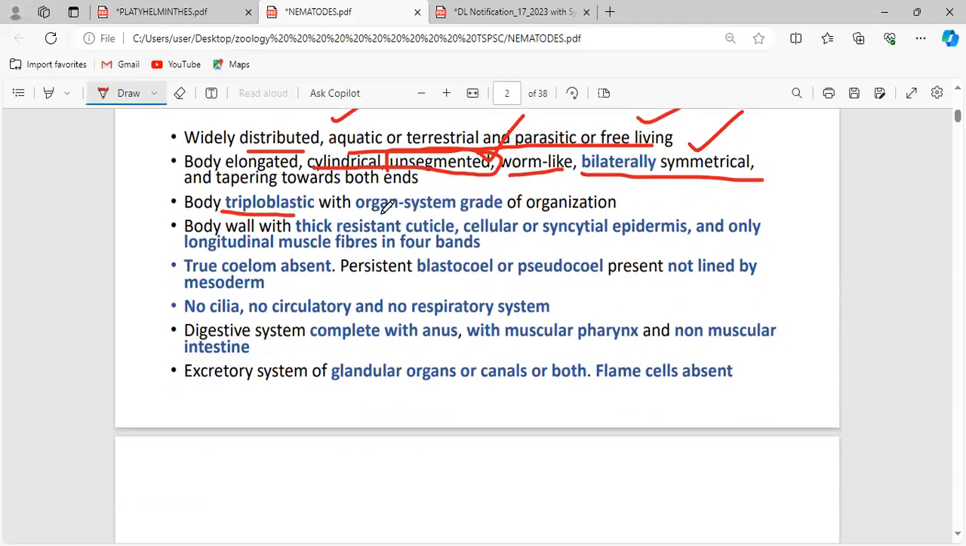And again, it is triploblastic in nature with an organ system grade of organization. So this is also an important one. It has a thick resistant cuticle, and these are all the layers. The cuticle will protect the body of the parasite; this is only for protection. Then the syncytial epidermis, which is the outer layer, and only longitudinal muscle fibers in 4 bands. And the true coelom is absent here.